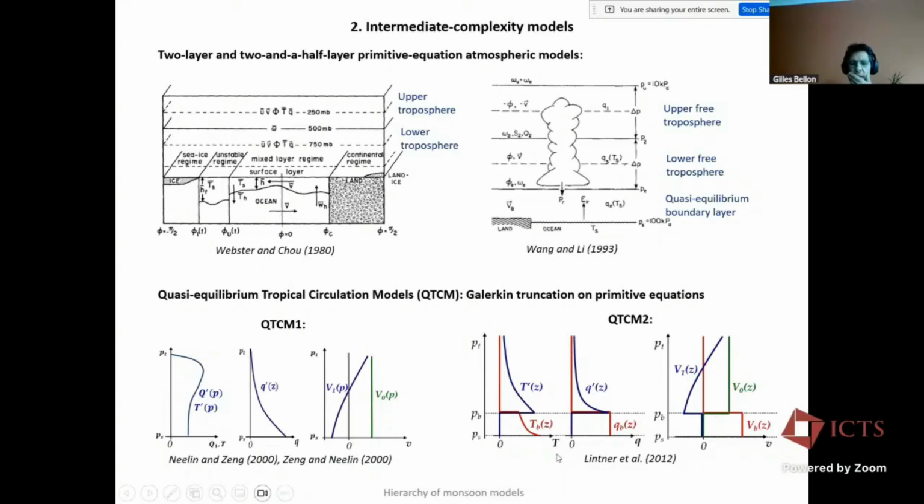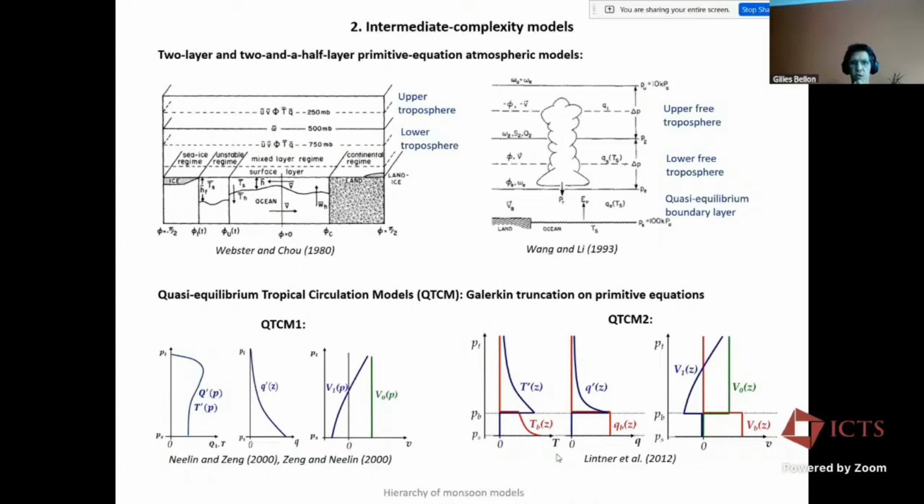It was developed by Lindner et al. And it's been used also in axisymmetric version quite a bit by Tobel and Nilin first, and then I worked on it myself quite a bit with Adam Subel.